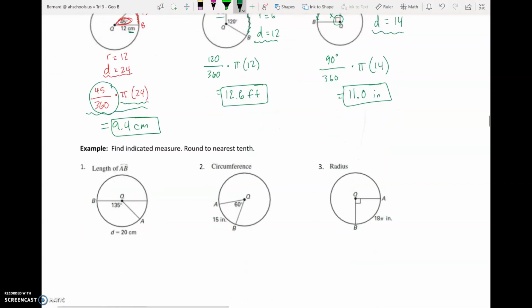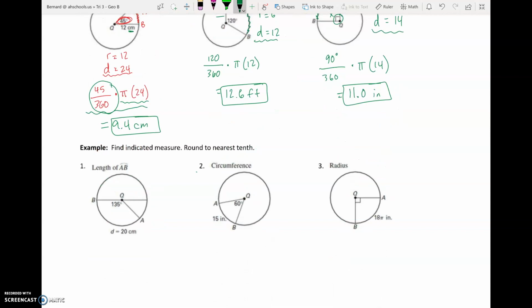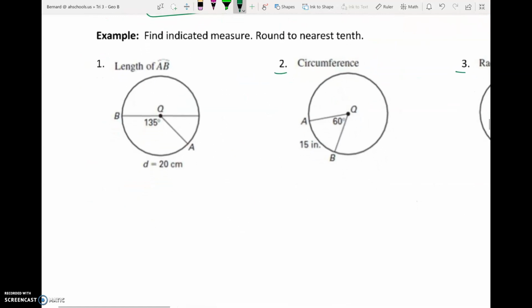All right, now let's continue this. Three more problems and we're done. Problem 2 and problem 3 down in this example, we are going to need to work backwards. And so that'll be interesting in just a sec. But let's go through problem number 1 here. We're doing the same thing. We're finding the length of AB.